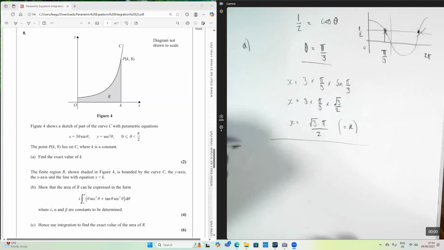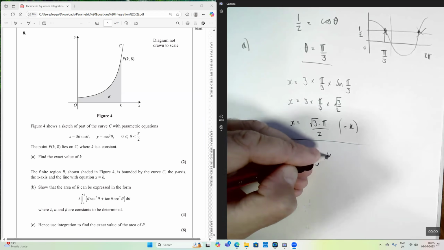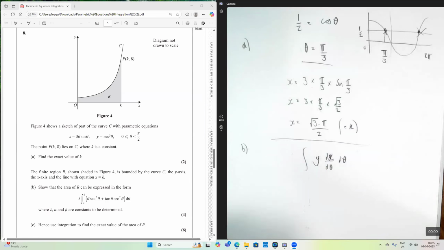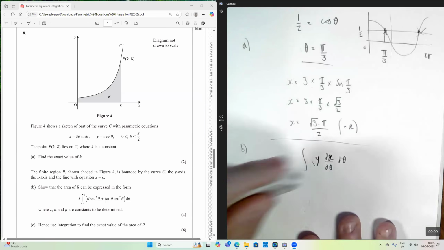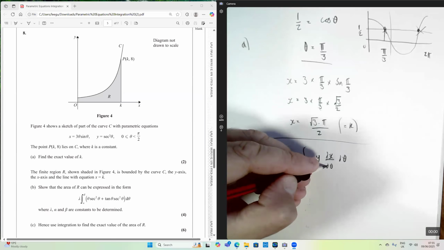Okay, what's next in the question? It says, the finite region R shown shaded in figure 4 is bound by the curve C, the y-axis, the x-axis, and the line with the equation x is equal to k. Show that the area of R can be expressed in that form. So this is going to be parametric integration. So we're going to be integrating y dx by d theta d theta. That is our formula for parametric integration.